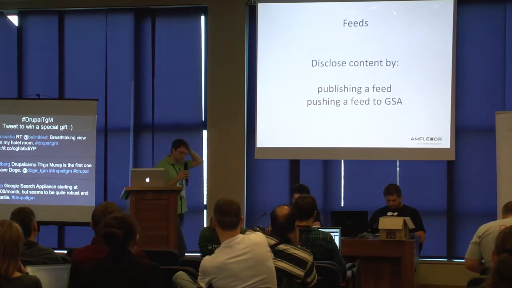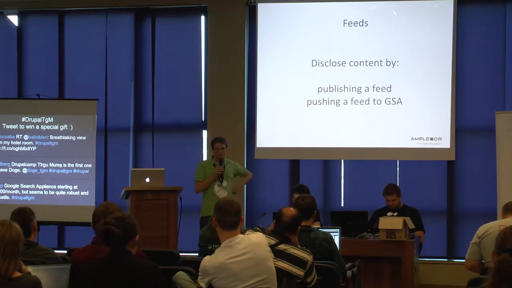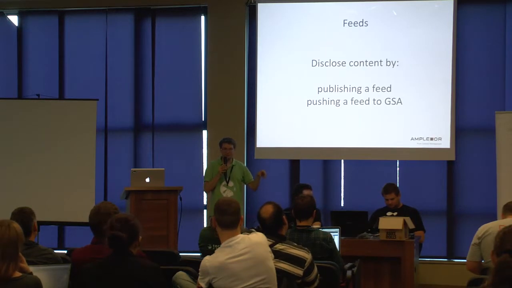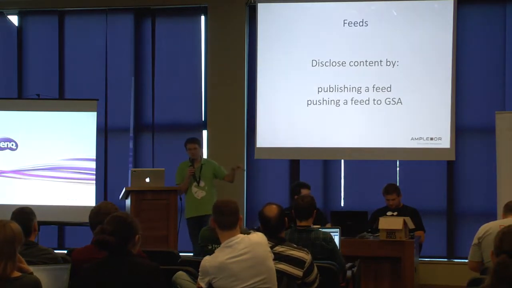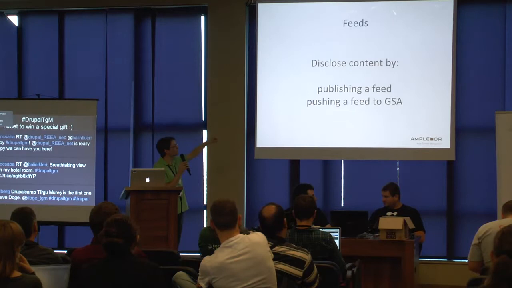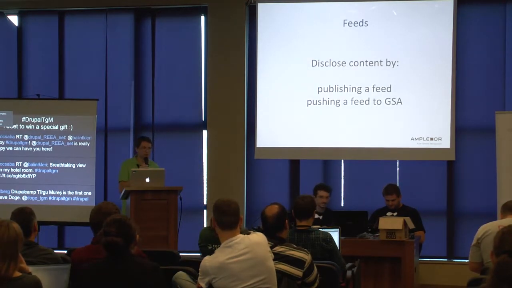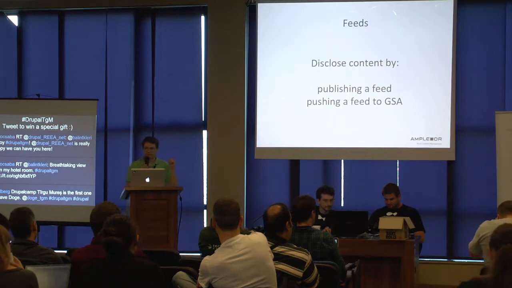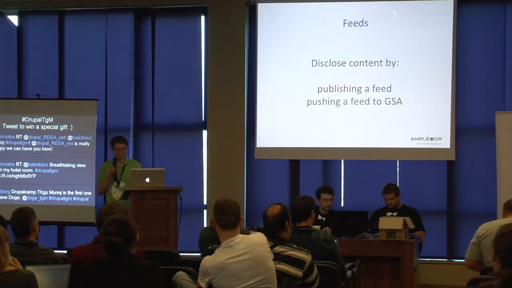Feeds are another way to tell your appliance what documents have to be crawled. So you can configure crawl URLs. You can say to the appliance, these are the URL patterns you have to crawl. You can also create feeds, and you can disclose the content by creating a feed. You can just publish your feed on your site, or you can push it to the appliance with an API. I'll talk about the API later on, because we're using it for administrative tasks.